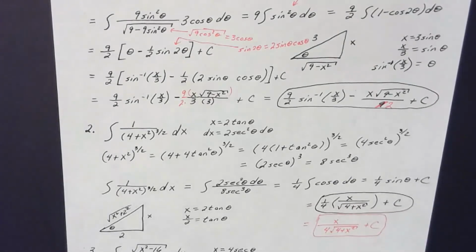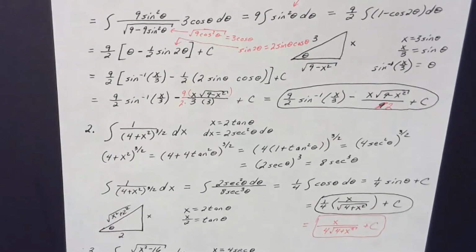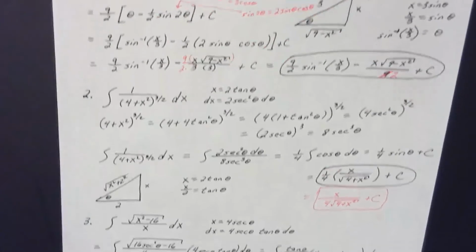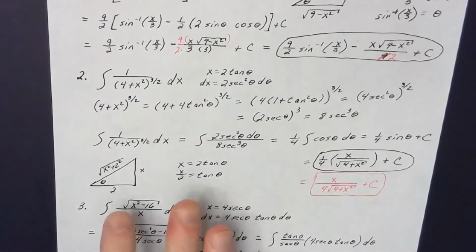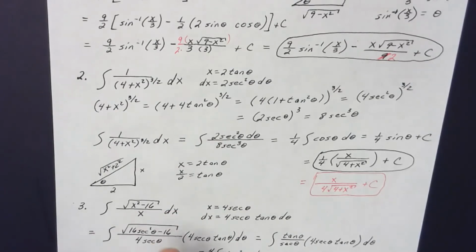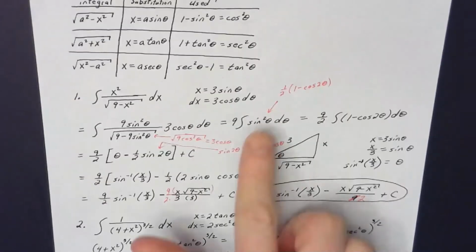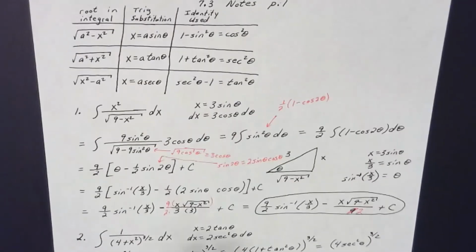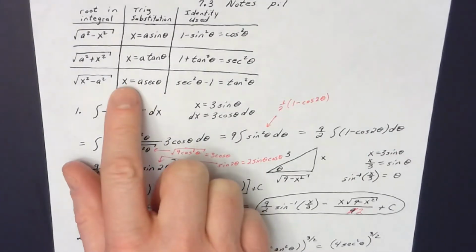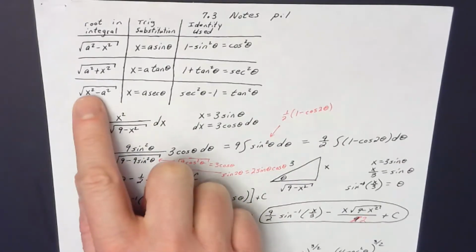Now, you're thinking, well, that was a fun problem. It was. Let's go ahead and look at another one. Again, I want to make sure you're able to do all of these different types of substitutions. So we've done a sine substitution and we've done a tangent substitution. Next up, secant substitution.